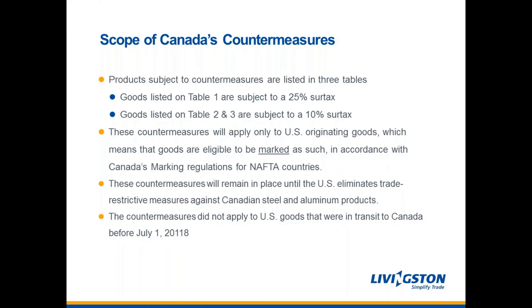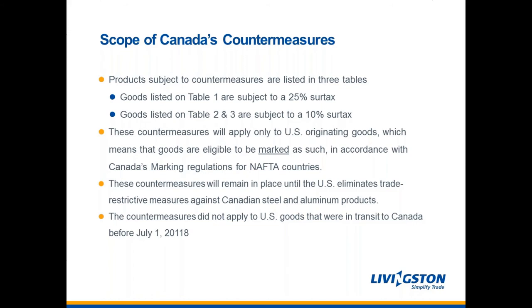So let's get to the details of what the scope of the surtax is. What essentially happened was the Department of Finance, like I mentioned, came up with a list of goods, and they placed them into three tables that they've categorized. Table one is a list of your steel products that are subject to a 25% surtax, and tables two and three are a list of commodities such as aluminum and a host of other types of commodities, which vary from one extreme to the other, that are subject to a 10% surtax.